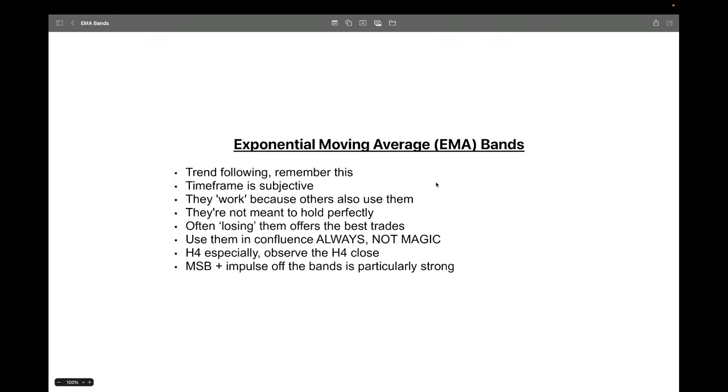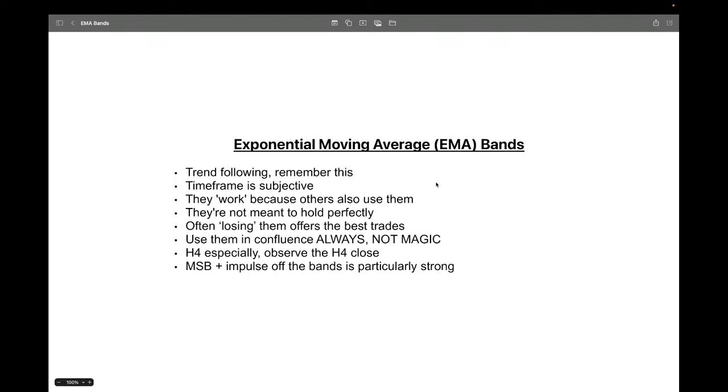Because if they actually just worked every time, do you have any idea how simple it is to code an automated strategy to buy and sell when the bands cross? It's brain dead simple. You could ask ChatGPT and it would literally make you a script and you could run it now if you'd never coded in your life.